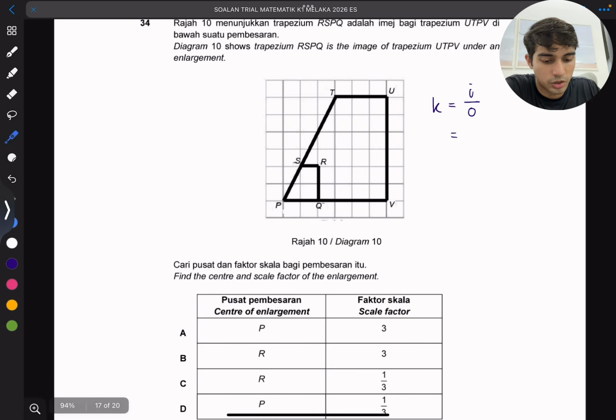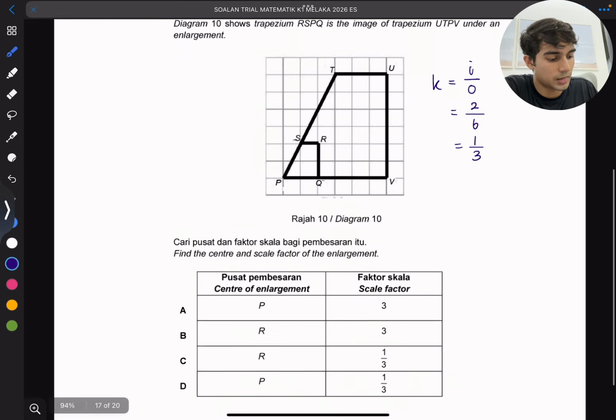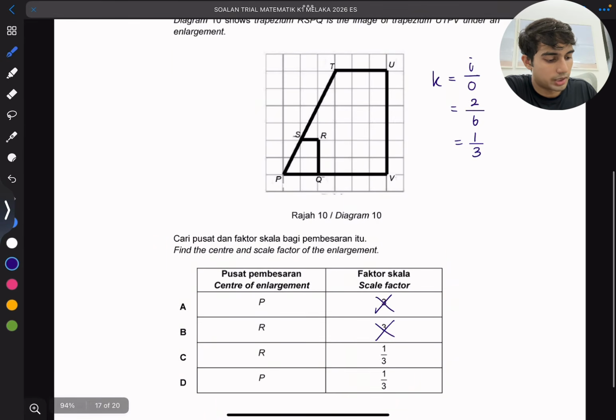So our image is this one. It is 2 units. So I put 2 here. Object is 1, 2, 3, 4, 5, 6. 6 units in height. So 2 over 6, which is equivalent to 1 over 3. So scale factor is 1 over 3.